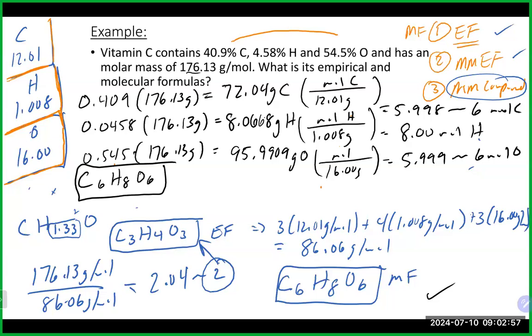At that point, you can see you could reduce everybody down by 2. So we're going to divide everybody by 2 and still have whole numbers, and that will take us to C3H4O3 as our empirical formula. So again, either approach obviously gets you in the same spot. That works because it is based off of percent composition by mass, so it works out the same way. Any questions on how to calculate empirical formulas, molecular formulas, any of those things?